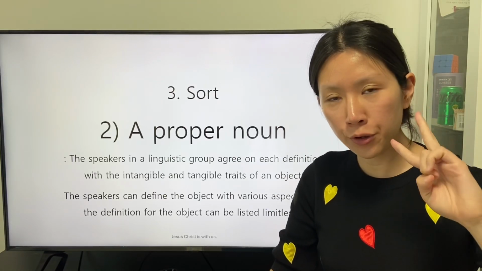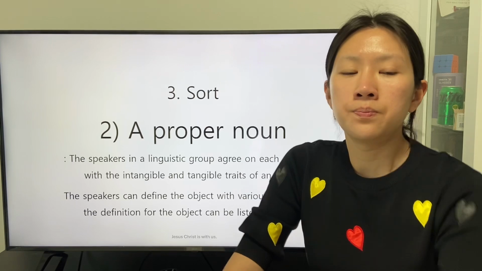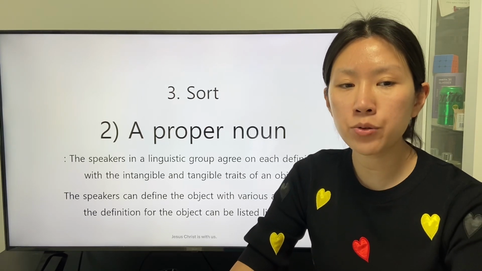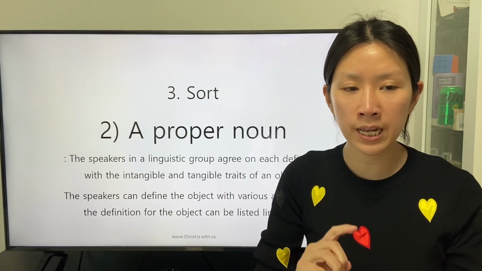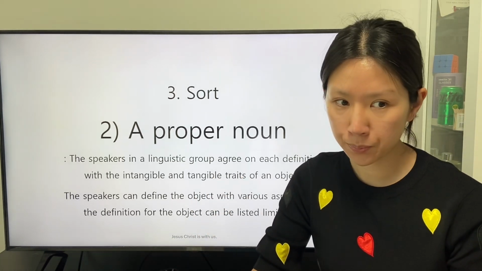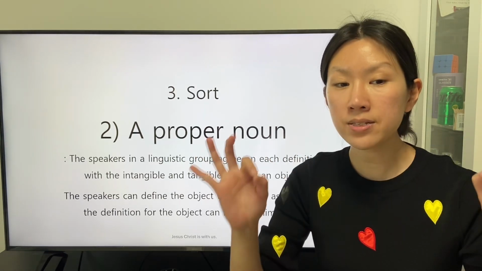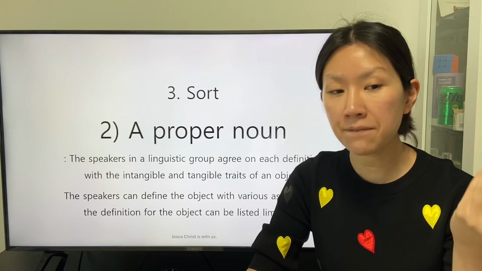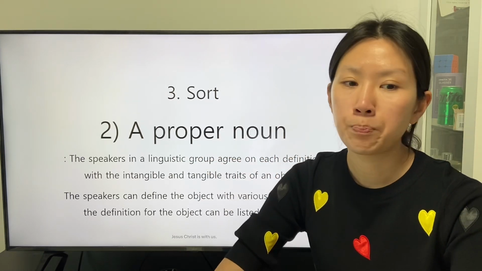The second sort of a noun is a proper noun. The speakers in a linguistic group agree on each definition with the intangible and tangible traits of an object. The speakers can define the object with various aspects, and the definition for the object can be listed limitlessly.